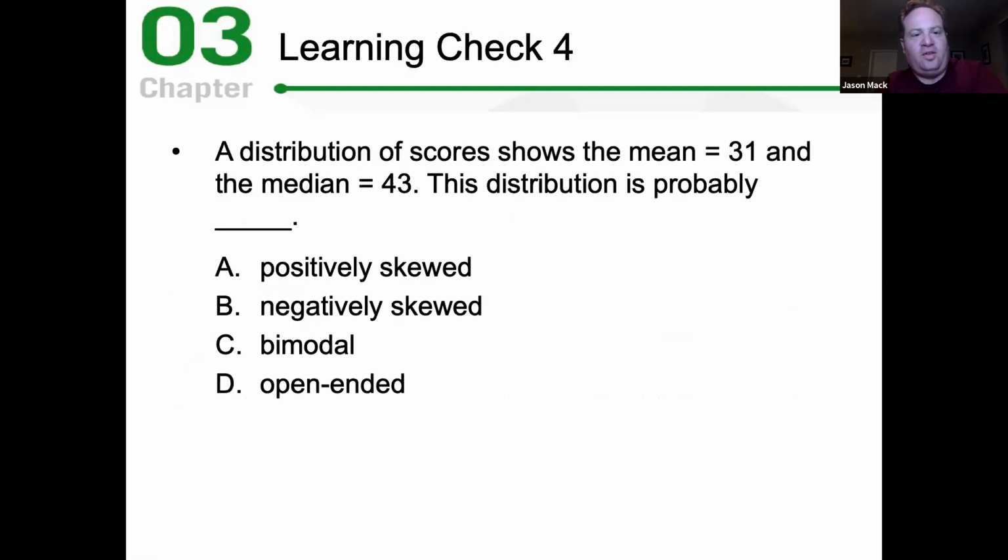So the distribution of scores shows the mean is equal to 31 and the median is equal to 43. This distribution is probably positively skewed, negatively skewed, bimodal, or open-ended. So take a moment, pause me, think about it, and that is negatively skewed.